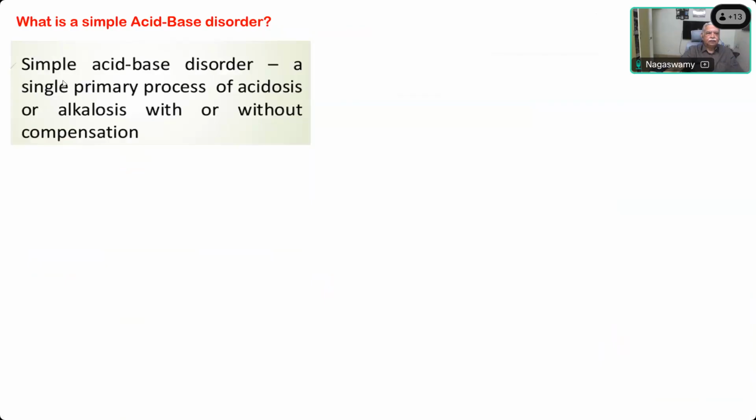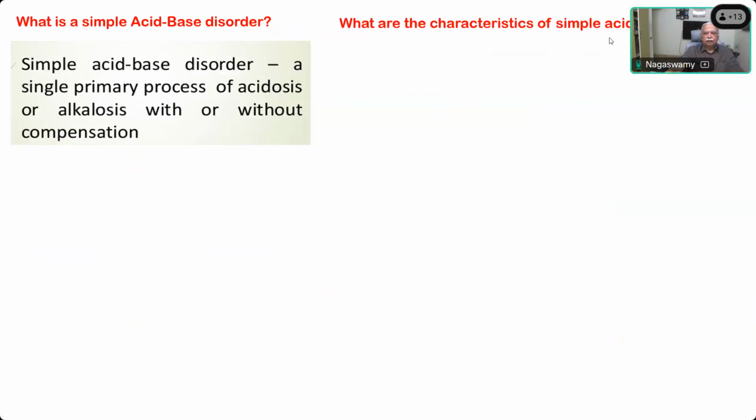What is a simple acid-base disorder? Earlier we saw complex disorders. So what should be a simple acid-base disorder? Supposing I tell you the pH is 7.21, what will you say? Acidosis. And if the pH is 7.51, what will you say? Alkalosis. So we do not know whether it is respiratory or metabolic, but we say it is acidosis or alkalosis based on the pH. So a simple acid-base disorder is a simple primary process of acidosis or alkalosis with or without compensation. That is the definition of a simple acid-base disorder.